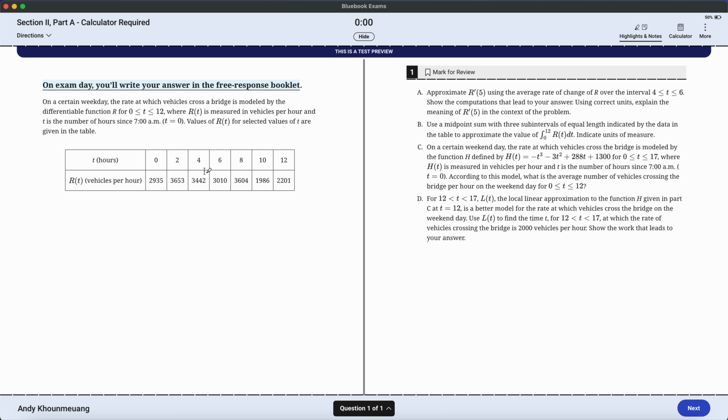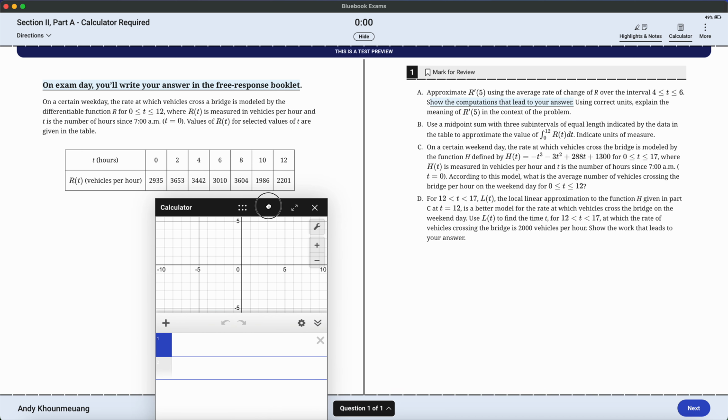All right, so we have a certain weekday. The rate at which vehicles cross a bridge is modeled by the differentiable function r for 0 to 12, where r of t is measured in vehicles per hour, and t is the number of hours since 7 a.m. Values of r of t for selected values of t are given in the table. Part A says approximate r prime of 5 using the average rate of r over the interval 4 to 6. Show the computations that lead to your answer. Use correct units to explain the meaning of r prime of 5 in the context of the problem.